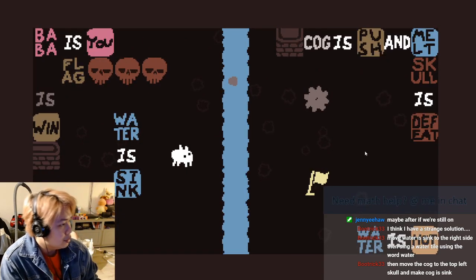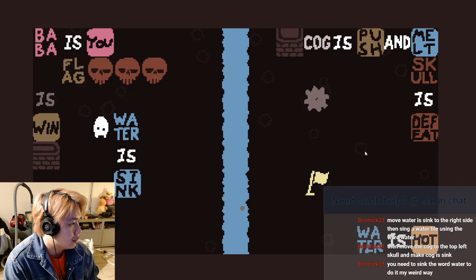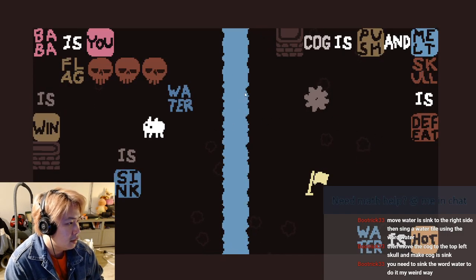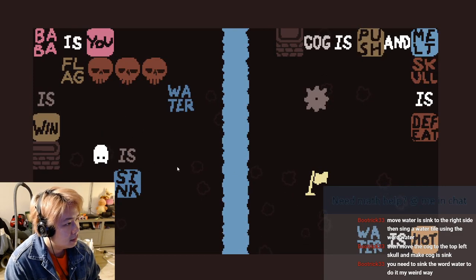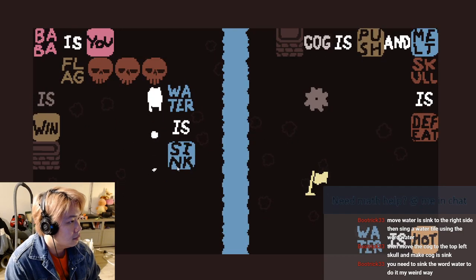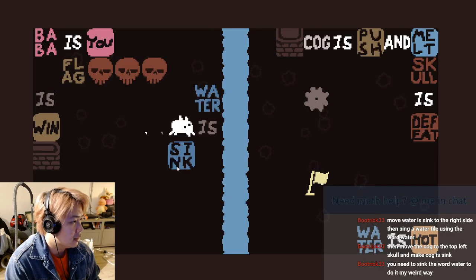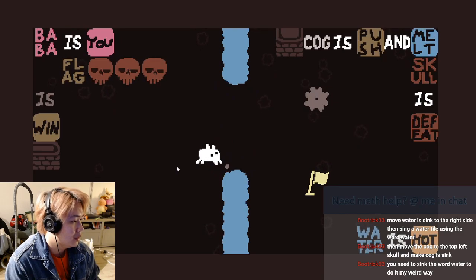Okay, so then what was your plan? Move water is sink to the right side, and then sink a water tile using the word water. Okay, so you want me to use the word water. Now, how do I push the word water into here while maintaining its sink qualities? Because each time I push it, it's not gonna sink. I mean, I could push this, but then all three of them explode. And I don't think I want that.